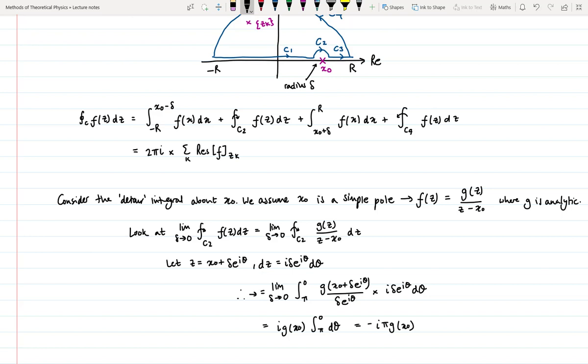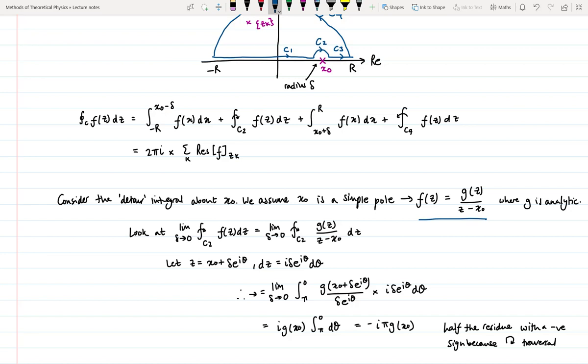This is our contribution along C2, and this is half the contribution you would get if you actually enclosed the singularity and used the residue theorem. With a negative sign, because looking at the diagram, the contour is traversed clockwise. You can see easily that g of x naught is the residue at the point x naught from our expression here. This effectively gives us the Laurent series of f of z, and you can read off the coefficient associated with the power minus 1.